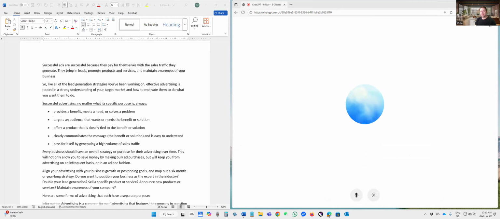Successful advertising, no matter what its specific purpose is, always provides a benefit, meets a need, or solves a problem. Targets an audience that wants or needs the benefit or solution. Offers a product that is closely tied to the benefit or solution. Clearly communicates the message and is easy to understand. Pays for itself by generating a high volume of sales traffic.